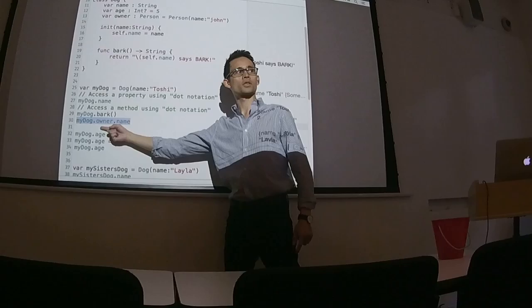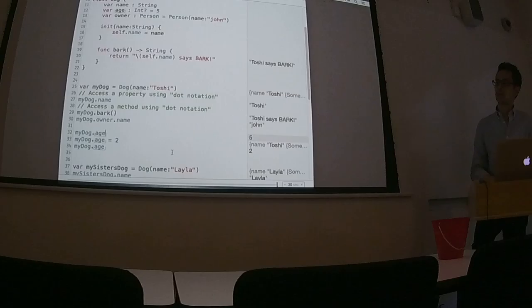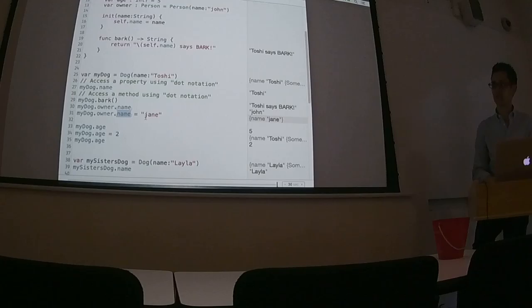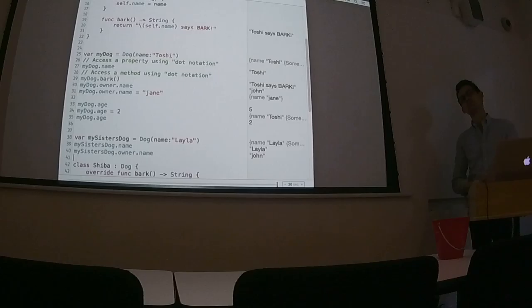What if, instead of putting name there, you put something blank? Then you would say dot blank. That's right. So what I'm going to do, since this is a variable, is change just my dog's owner's name to Jane. And then I'm going to test my sister's dog. Still John. So it's at instantiation time. Interesting. That's different.